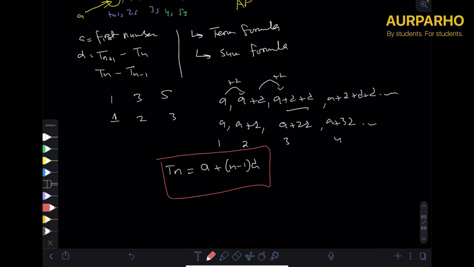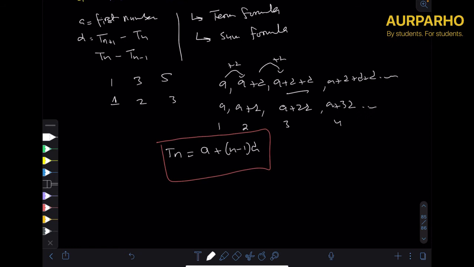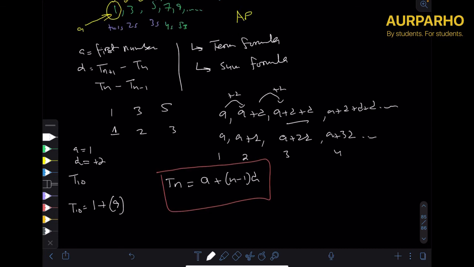So let's say I've given you this sequence and I ask you, okay, at the 10th second, where is the frog? So your A is 1, your D is plus 2, and I'm asking you what is T10, right? T10 will basically be what is A? A is 1 plus n minus 1, so 9, and what is D? D is 2.